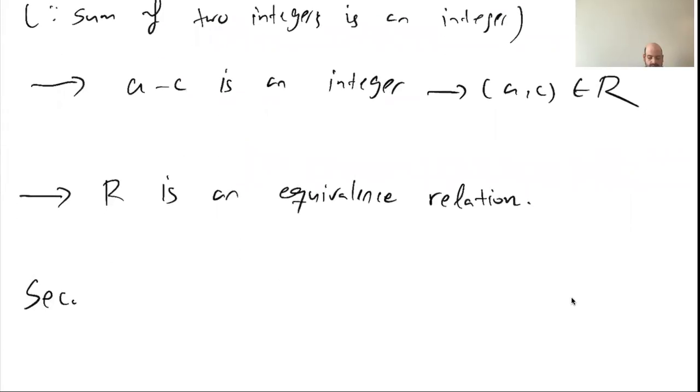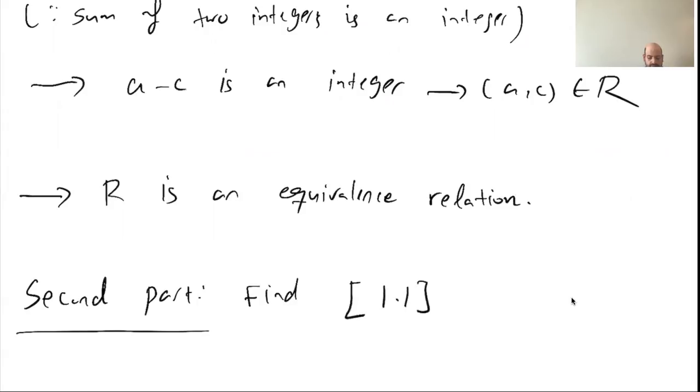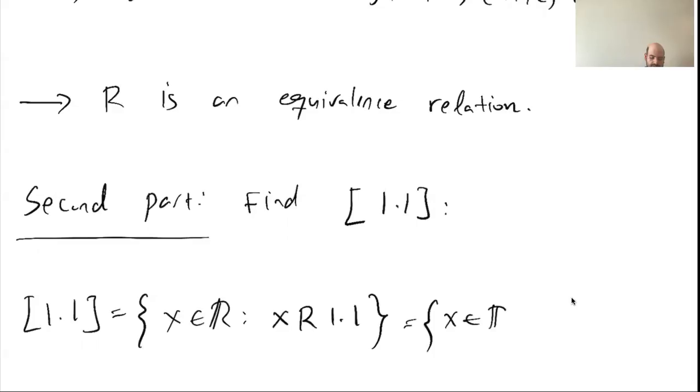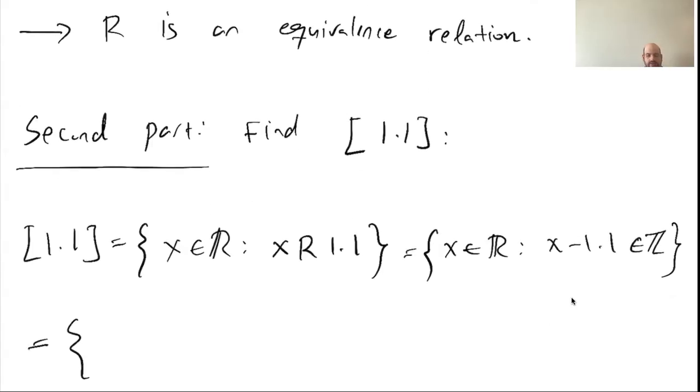So the second part of the question: I want to find the class of 1.1. The class of 1.1 means the set of all elements X in R such that X is in relation with 1.1, which means all elements X in R such that X minus 1.1 is an integer. So which elements minus 1.1 give an integer? Well, it's going to be 1.1 itself, right?